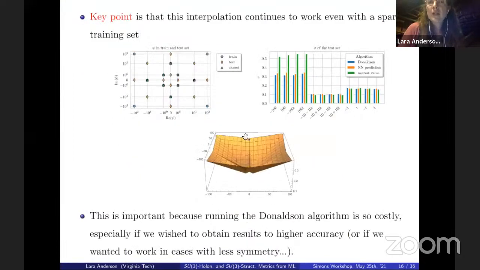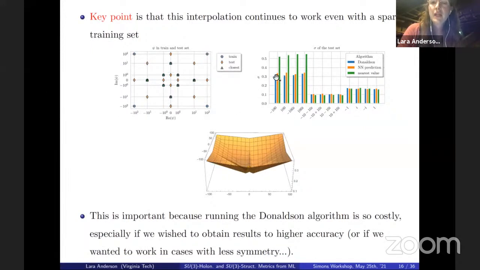Now, where things get more interesting, the key point here is that the neural network's interpolation continues to work even with a sparser training set. And this is more impressive. So in this sense, now we can train on far fewer points. These are the blue dots in this diagram, and then ask the neural network to produce the metric at other points in nearby complex structure.